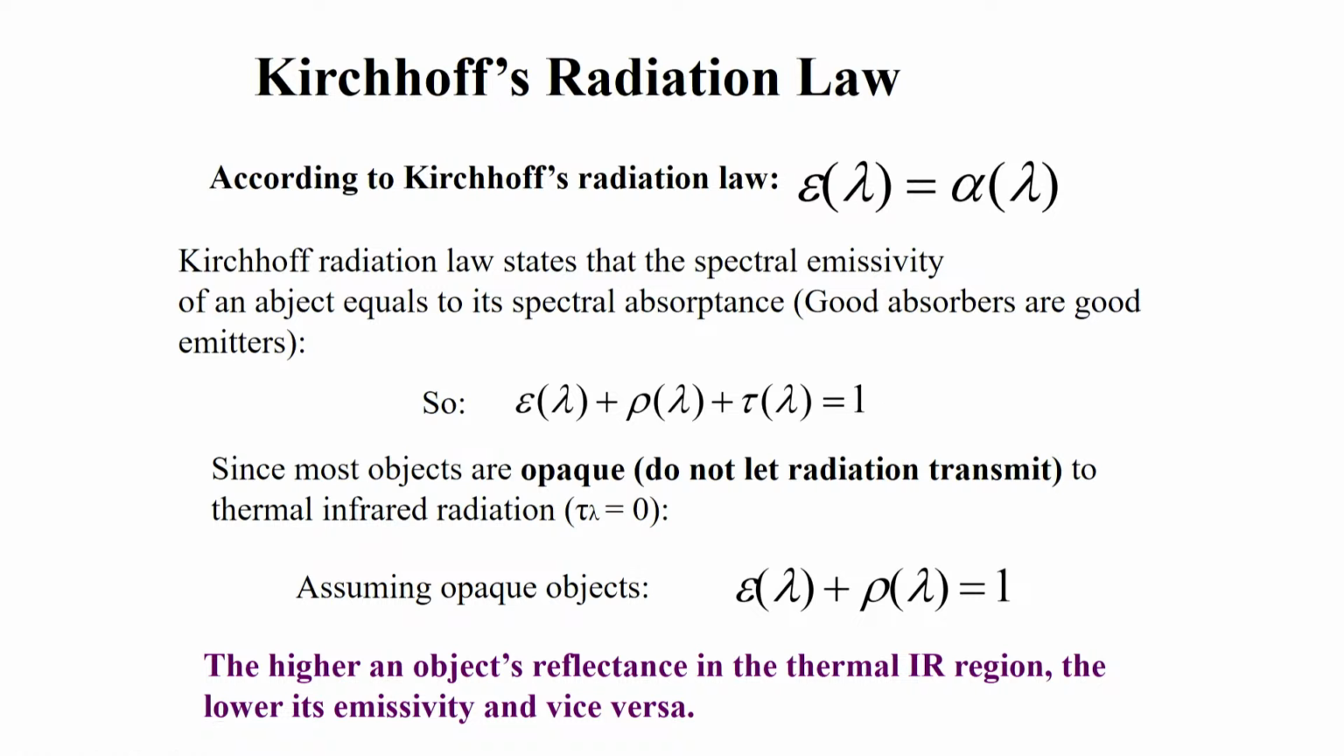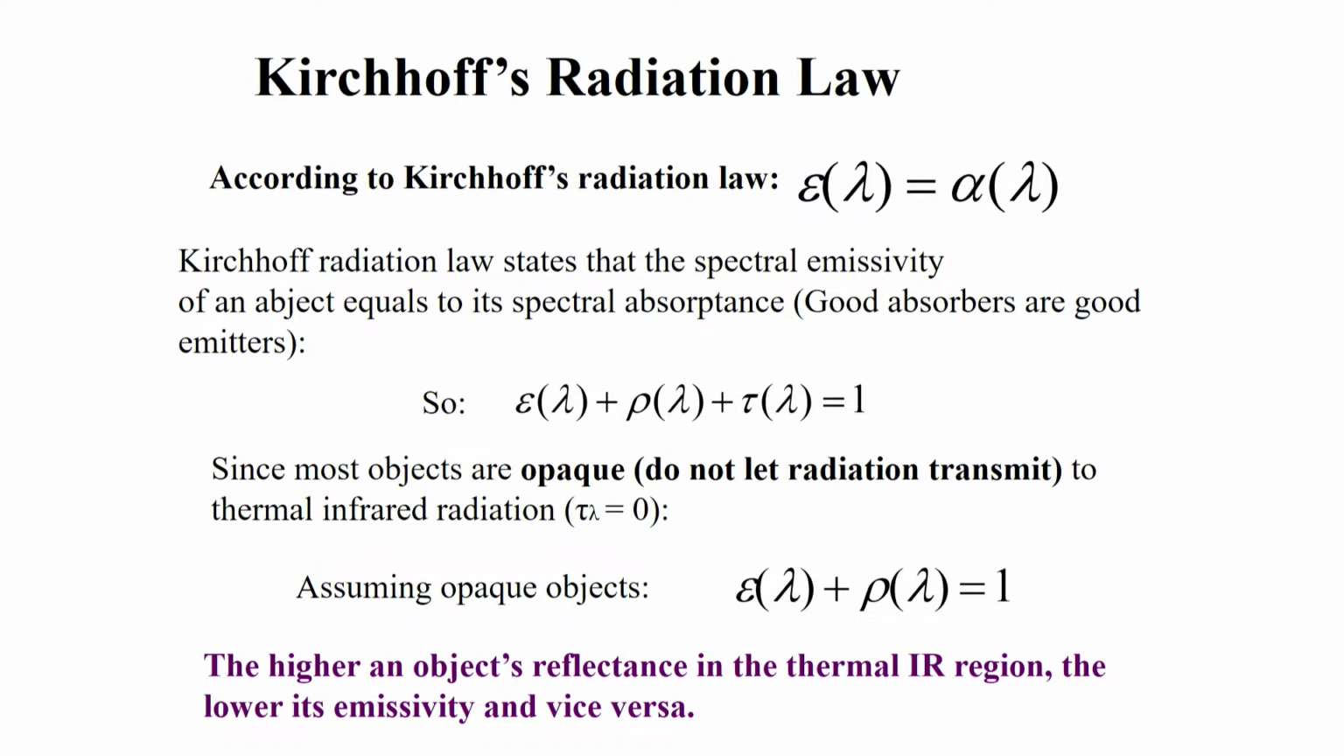Now, when we are talking about remote sensing, most of the objects appearing on the earth's surface are opaque in nature. They are not going to allow the thermal radiation to pass through them. They are not going to allow it to transmit through them. So all or most of the objects are opaque in nature.